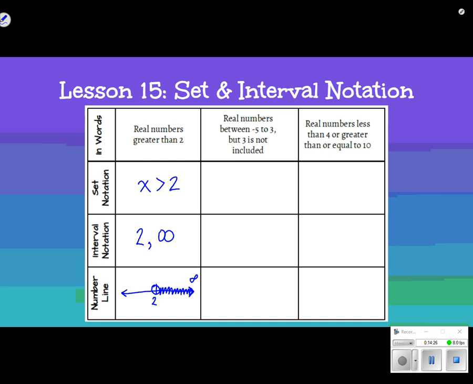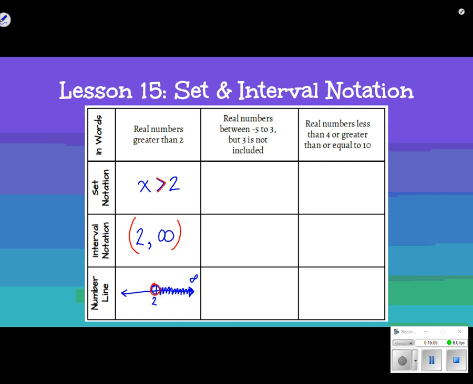Now comes the bracket and parenthesis choices. Because we have an infinity, infinity always gets a parenthesis. Because 2 is an open circle, it doesn't have an equal to bar, it gets a parenthesis because you can't be at 2 exactly in this set of answers. You can be at 2.000000001, slightly larger than 2, but you cannot be at 2 exactly. A square bracket implies yes, I can use that number. I can touch it. It's part of the answer.